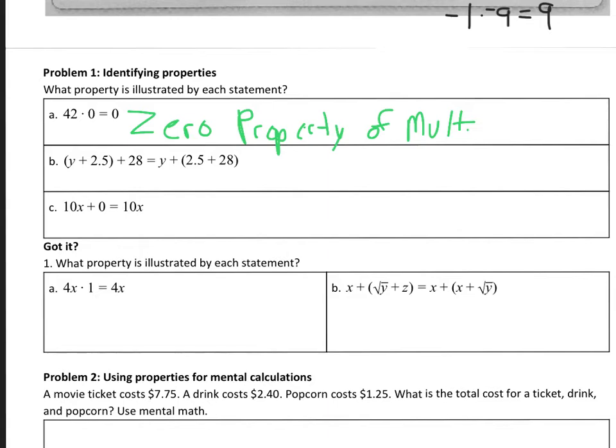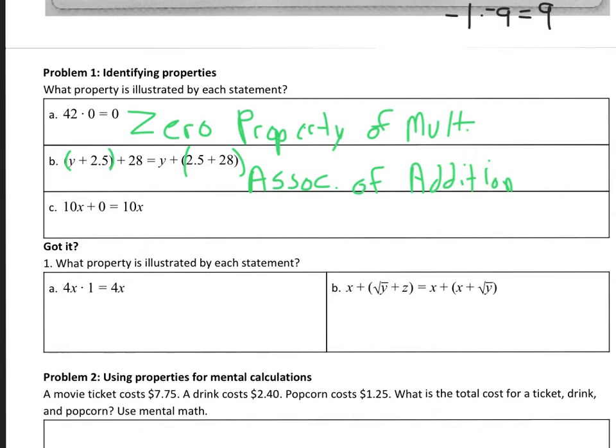Next, this one's addition, so it's going to be some sort of addition property. I'm looking at maybe either associative or commutative. Here, I have y plus 2.5 being grouped this way, then I have 2.5 and 28 being grouped this way. So that's the associative property of addition, okay? Because we didn't change the order of the numbers. That would have been commutative if I had changed the order of my numbers. Here, I just changed the grouping, which numbers are being grouped with which numbers. I just moved the grouping symbols around, right?